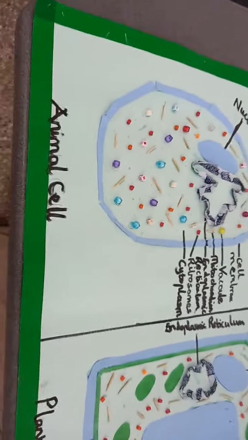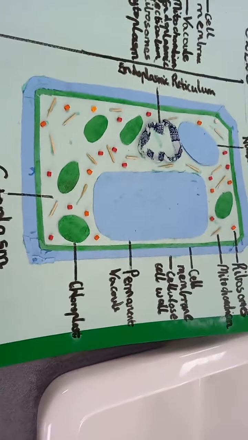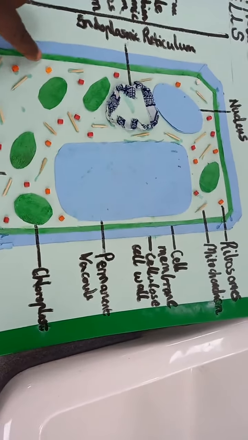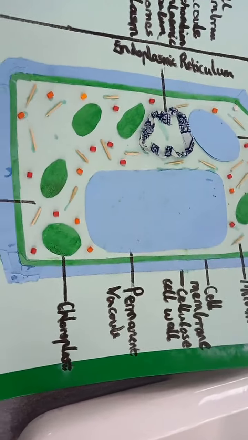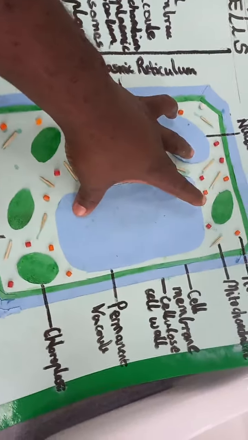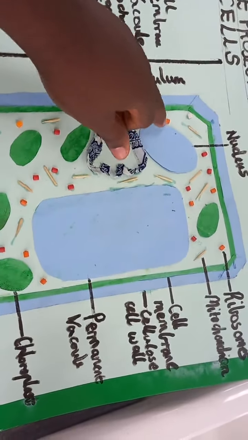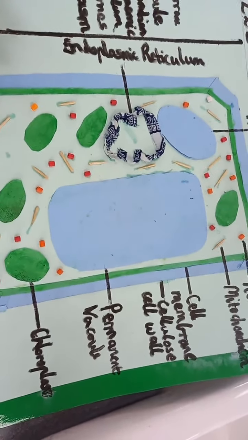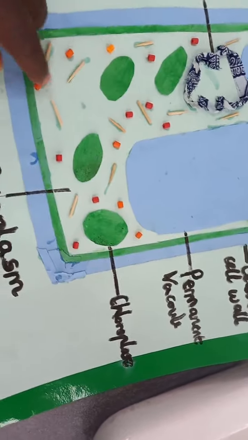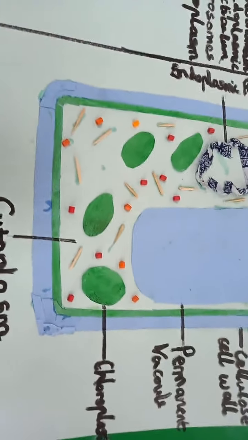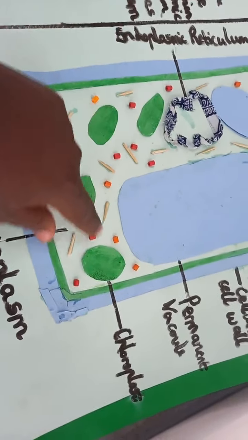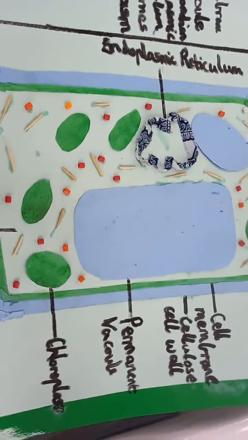But if you come up here, you see it this way. All right, for the animal cell, we have the outer cell wall, then the green line here for the cell membrane, the large and permanent vacuole, the nucleus, red dots for our ribosomes, then this stick here representing the mitochondrion. Then we have these green patches here as our chloroplast.